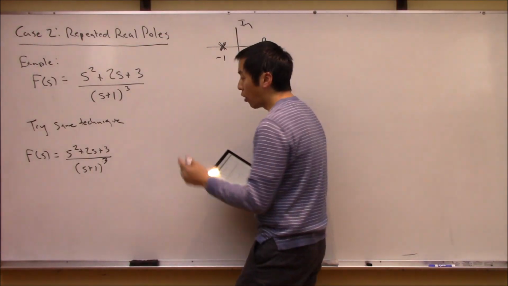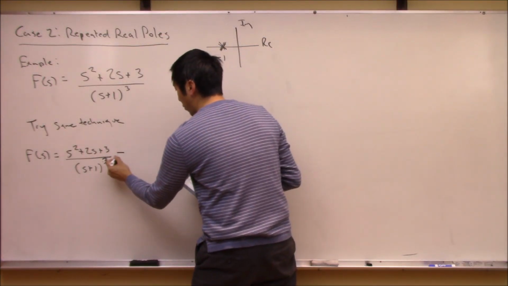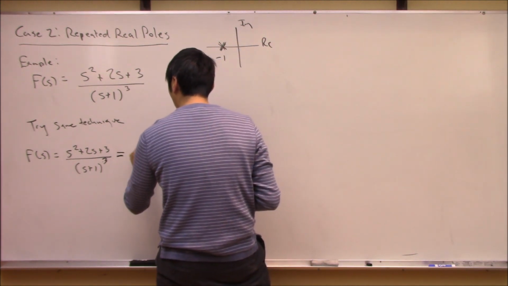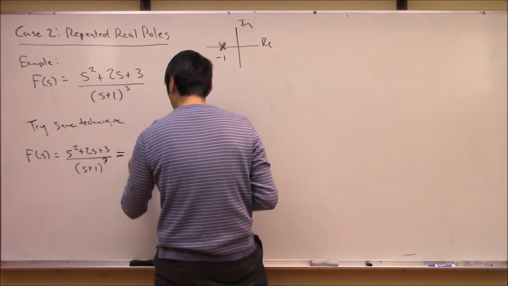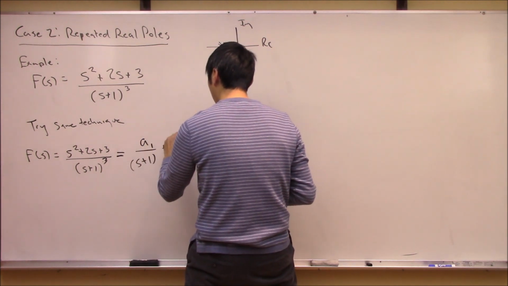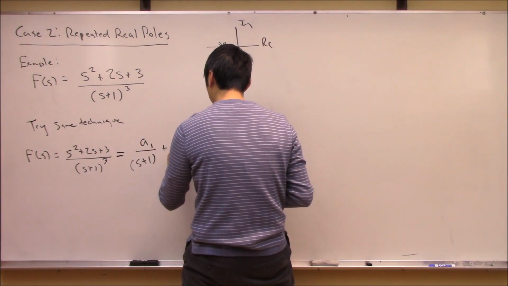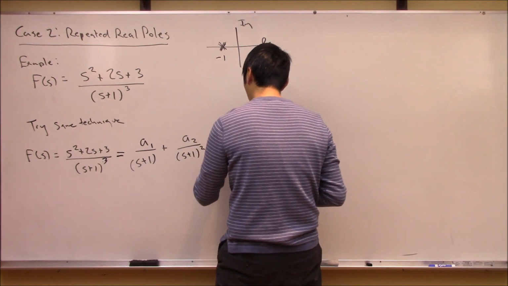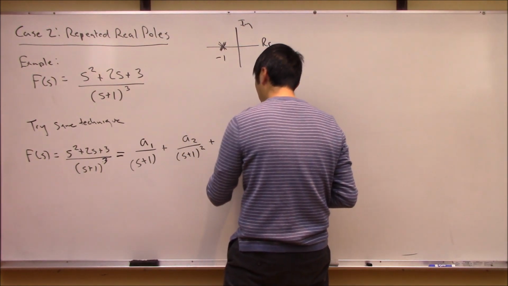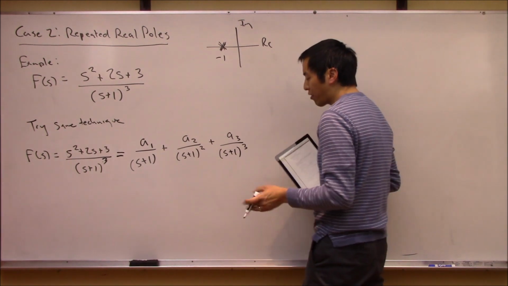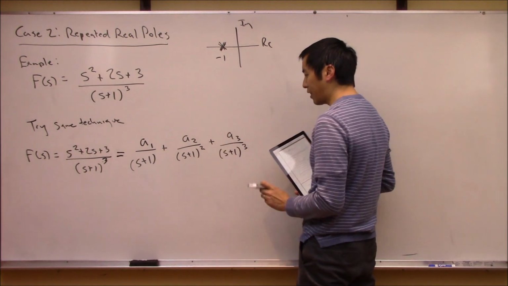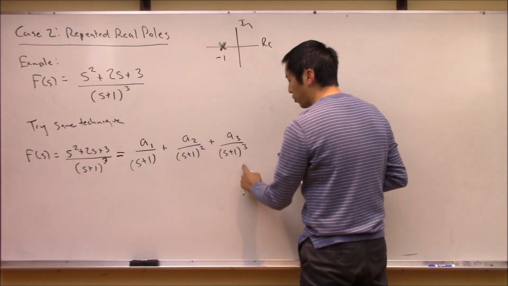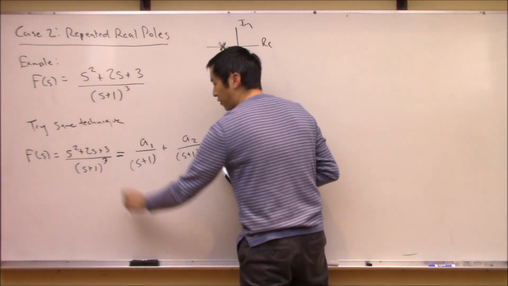All right, so the type of partial fraction expansion that we need to use here in this case is we need to rewrite this thing as an a1 over s plus 1 plus an a2 over s plus 1 squared plus an a3 over s plus 1 cubed. Okay, so that's our game plan. This is a slightly different version of the partial fraction expansion, and you see we basically repeat the roots up to the multiplicity of the given root.